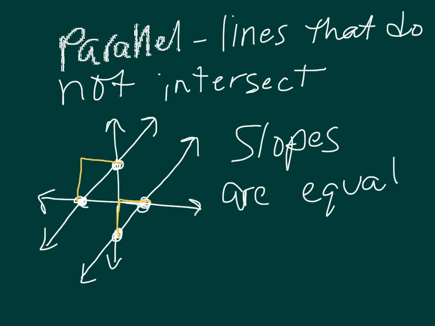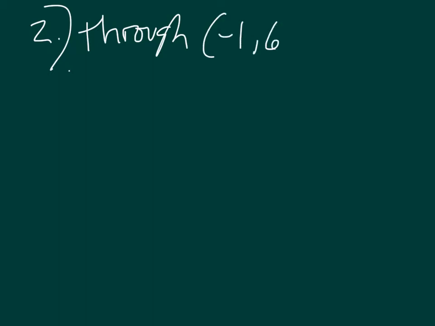So on your worksheet, the sections that say, find the equation of a line passing through the given point and parallel to the given equation, write your answers in slope-intercept form. Let me do number 2 real quick. Number 2 says, going through (-1, 6), and it's parallel to this equation, which is y equals 1/2 x minus 6.